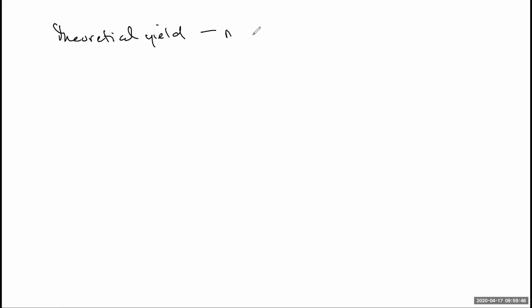Theoretical yield is the maximum amount of product that can form. So sometimes it's worth it to go all the way through the 3 steps because you can find the theoretical yield, or the maximum amount.